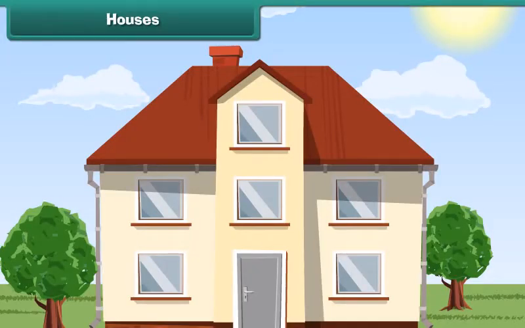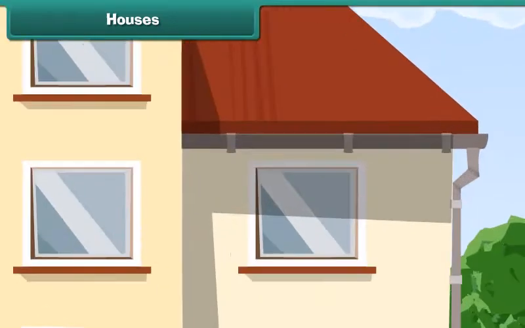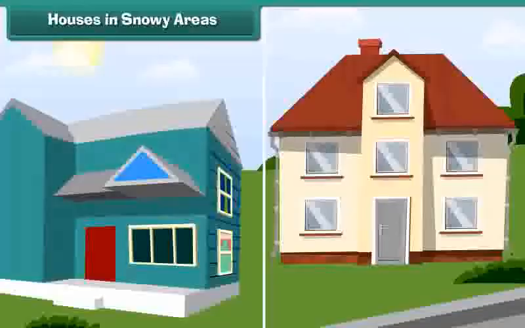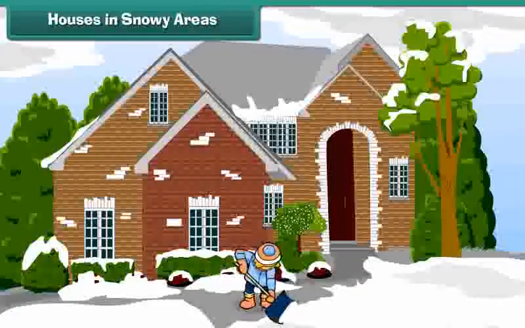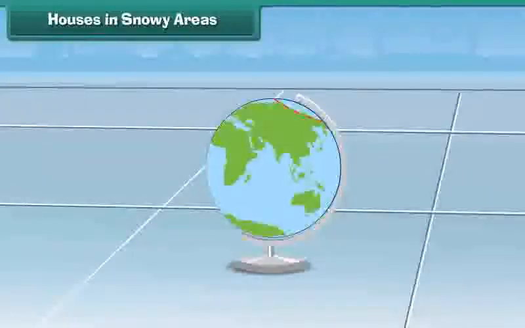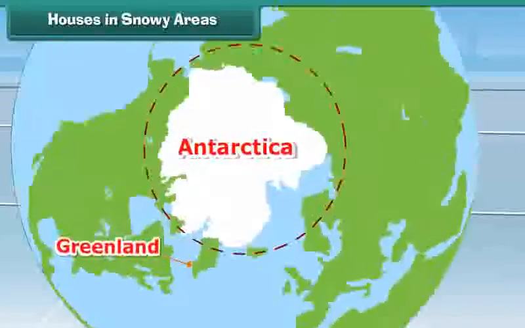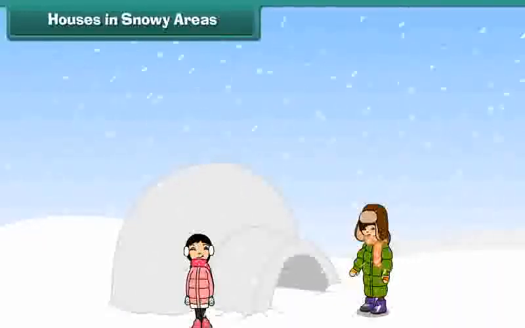Houses. What is a house? A house is a building or place where people live with their families. Houses in snowy areas. Houses differ from place to place. Houses in areas that receive heavy snowfall have sloping roofs. Sloping roofs prevent snow from collecting on the roof. In places covered with snow throughout the year, like Greenland, Antarctica, etc., people live in special houses known as igloos. Igloos are semi-spherical in shape and are made of blocks of ice.